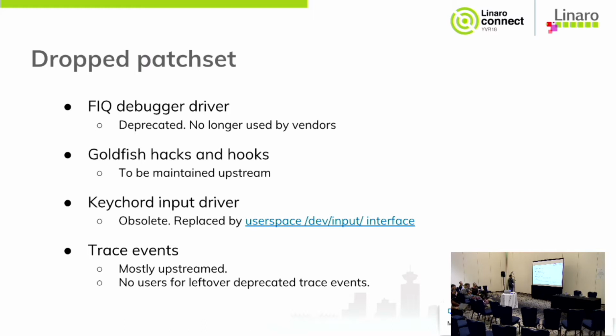Then there were a few tracing out-of-tree patches, most of which got upstreamed, and whatever is left behind is in the process of getting upstreamed. Again, there were a few patches which were no longer required. There were a few GPU tracing patches, and there was one more patch, something functional graph, which is no longer required. So we dropped those patches as well.